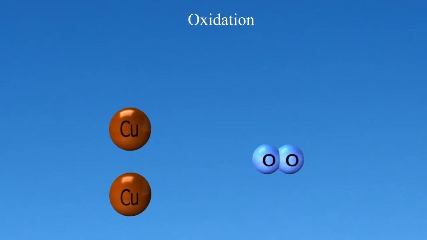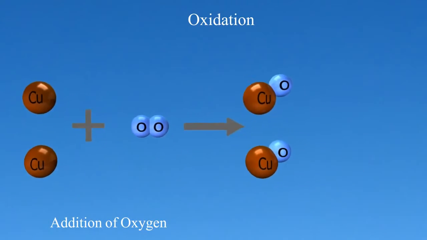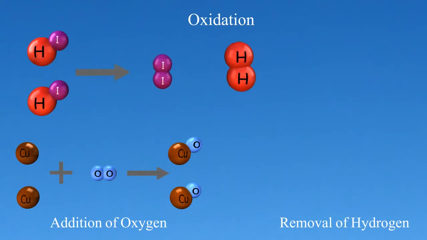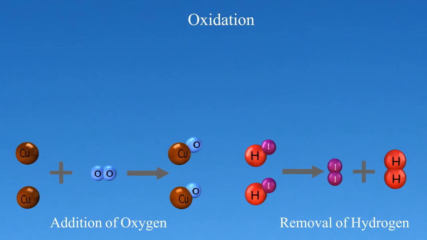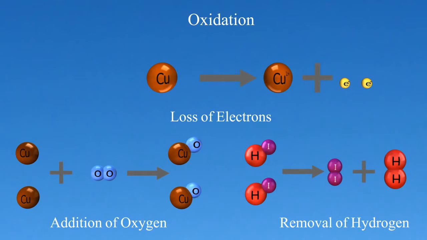A chemical reaction that involves addition of oxygen or removal of hydrogen from a substance is called oxidation. When oxygen is not involved in a reaction, but if there is loss of one or more electrons in a chemical reaction, then such reaction is also an oxidation reaction. Oxidation reactions are common in the environment, mainly due to presence of oxygen in the air.